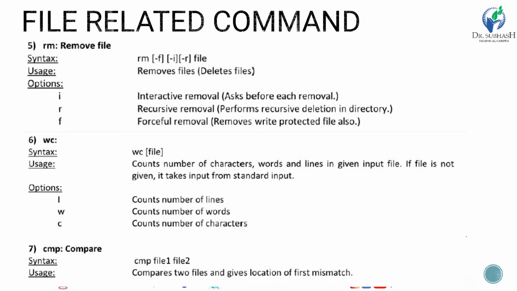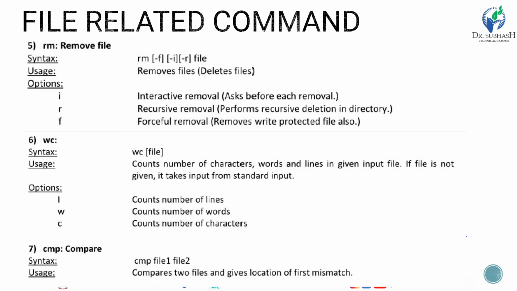The next one is rm, remove file. So its syntax is rm -irf file. What it does is remove files, delete files. Various options are there: irf. First is interactive removal, second is recursive removal, and F is for forceful removal. So interactive removal એટલે શું? તો કે remove કરતા પહેલા પૂછે. Recursive removal means perform recursive deletion in a directory. And forceful removal removes write protected files also. જે write protected file છે એને પણ remove કરી દેશે.